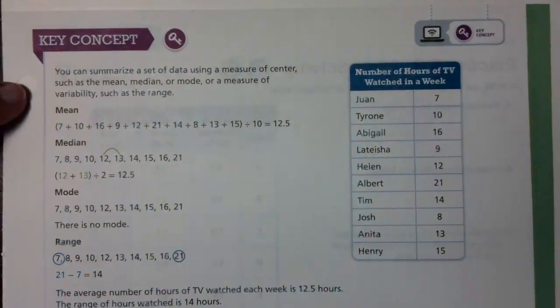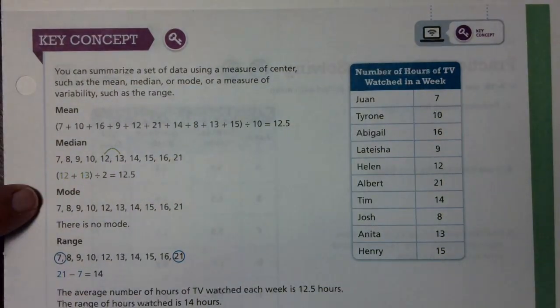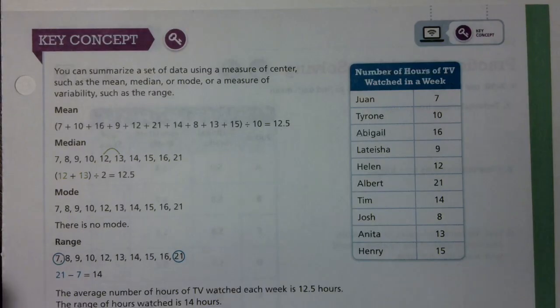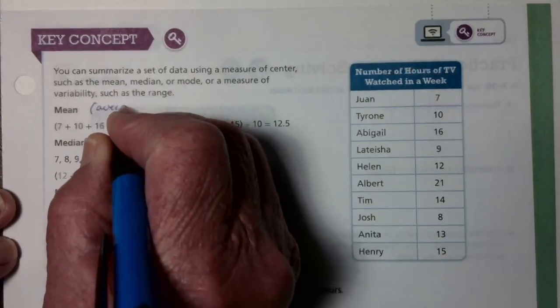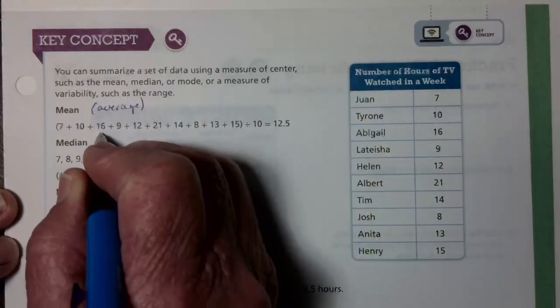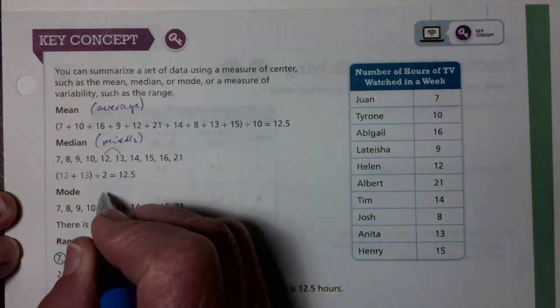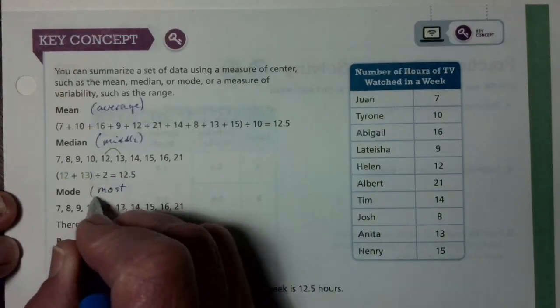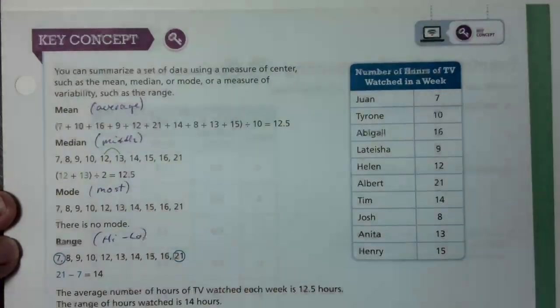Okay, so they've just said mean means average, median means middle, mode is most, and range is the high minus the low. Let's write that on there. This is the average. This is the middle. This is the mode, shows up the most number of times, and this is the high minus the low.